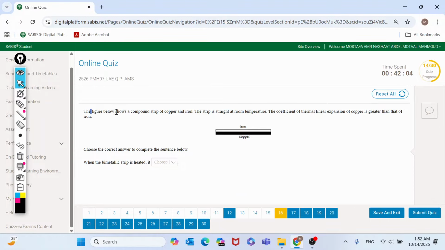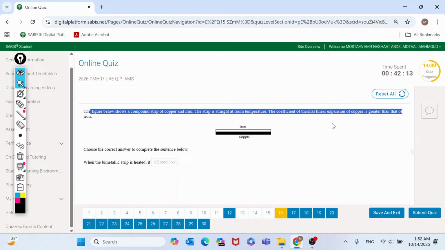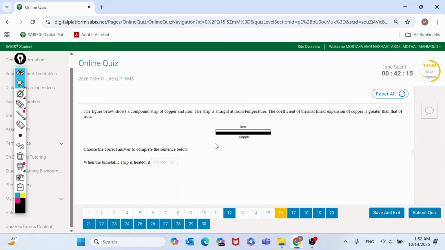The figure below shows a compound strip of copper and iron. The strip is straight at room temperature. The coefficient of thermal linear expansion of copper is greater than that of iron. The bimetallic strip is heated. Okay, look. Coefficient of linear expansion of copper is greater, so it would bend more. This one would bend less. So it's going to curve around it, yeah? So it's going to bend upwards.